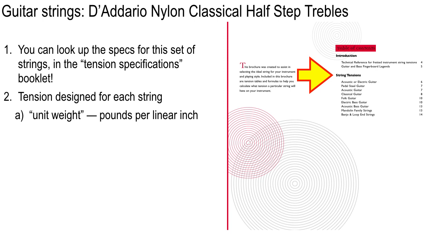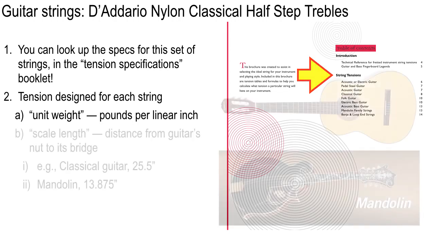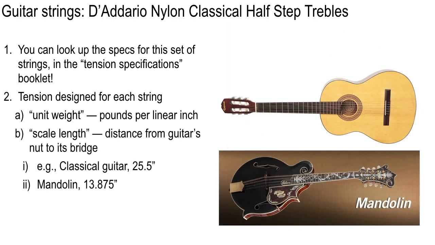They just have a list of them in the booklet, and every string has a different unit weight, pounds per linear inch. Unfortunately, this is using the English system, but that's all right. It's good because guitars are great.